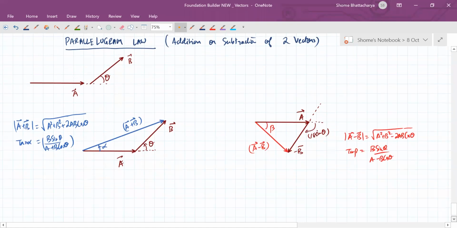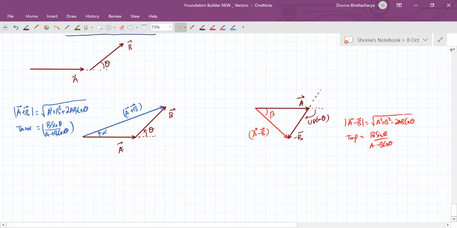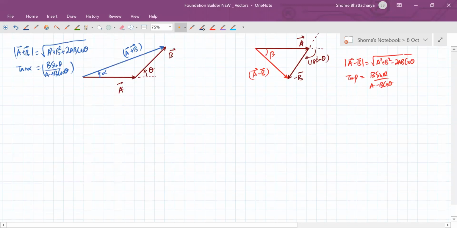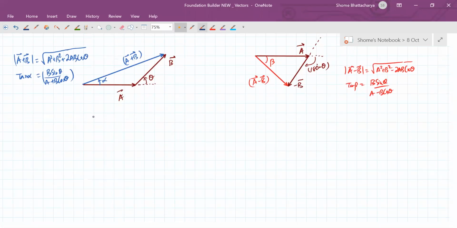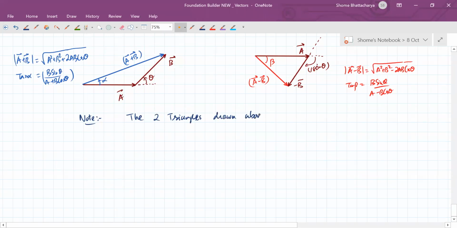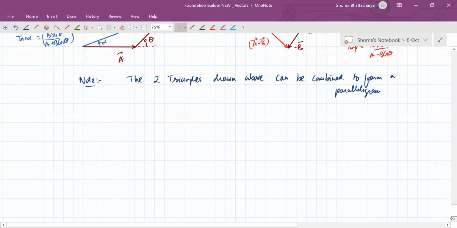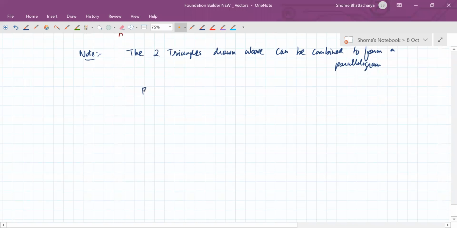Now the thing is that we'll see that in certain cases it is useful to combine these two figures to form a vector parallelogram. The two triangles drawn above can be combined to form a parallelogram, and this is convenient. So that brings us to the parallelogram theorem.